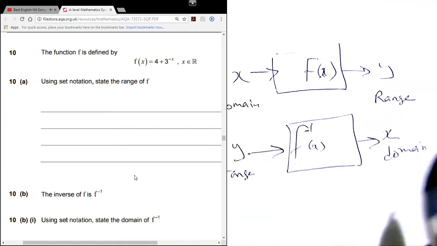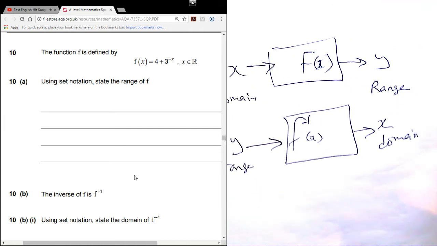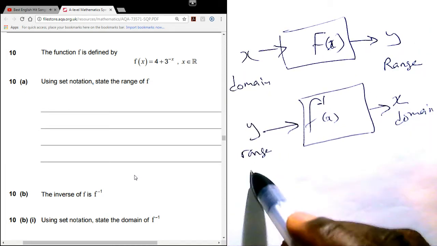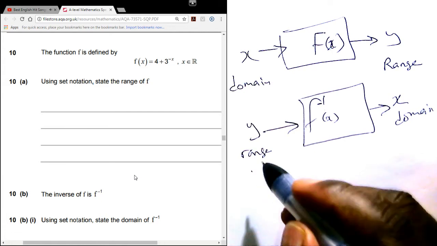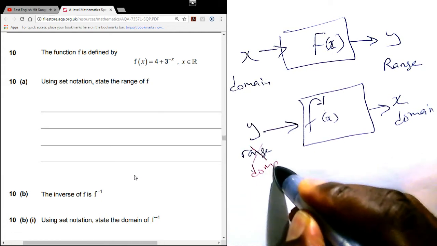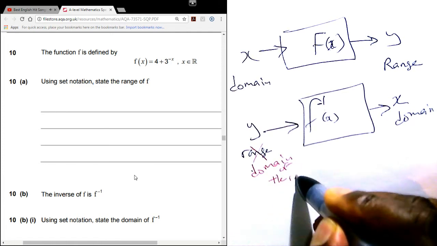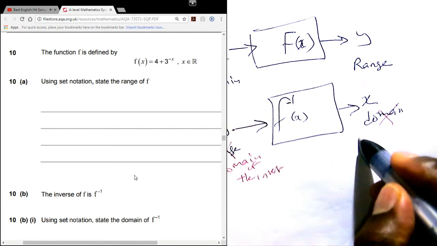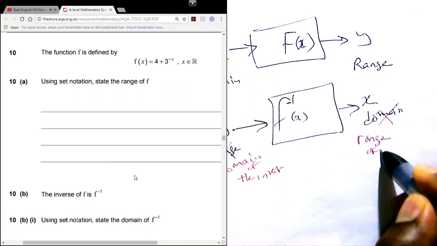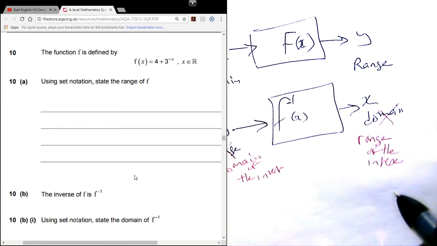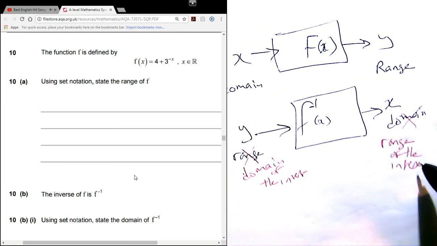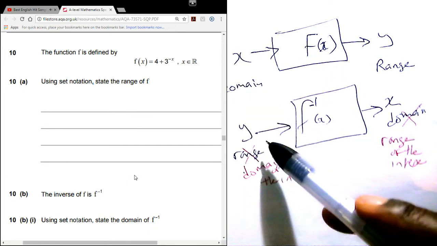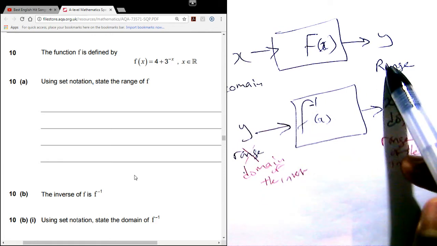But we don't call this range, even though it's on this side. We call it the domain of the inverse function. And I'm not going to call this one domain, I'm going to call it the range, the new range of the inverse function. But what you would notice is that the range of the inverse function is the same as the domain of the actual function. The domain of the inverse function is the same as the range of the actual function.